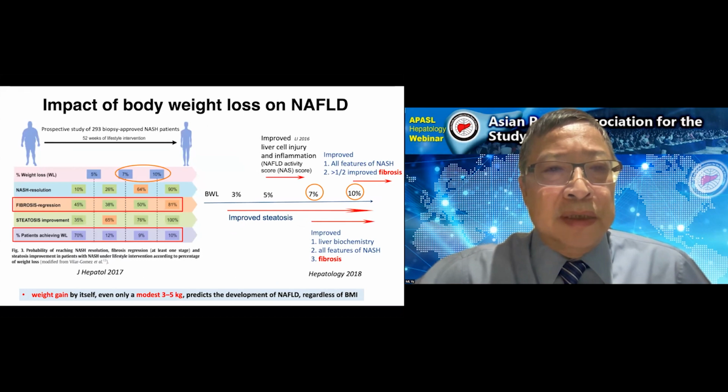This slide summarizes the impact of body weight loss on NAFLD. As you can see, with 3% weight loss, we improve the steatosis. 5% weight loss will improve liver cell injury and inflammation. And if we can have a 7% reduction in body weight, we can not only improve all the features of NASH, but also improve the fibrosis. With weight loss of more than 10%, more than half of the patients have fibrosis improvement. Therefore, it is very important to have at least 7% weight loss to have NASH improvement.